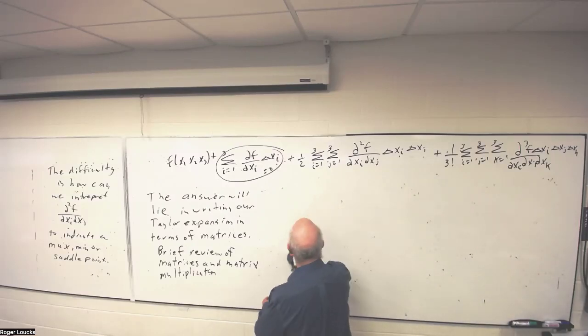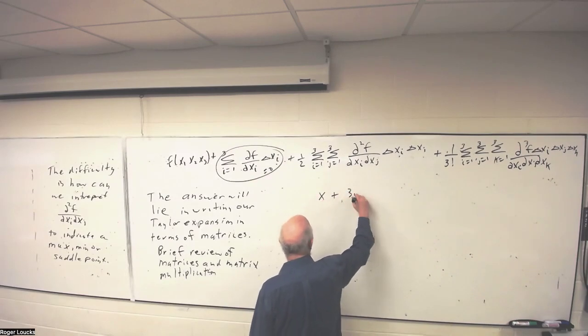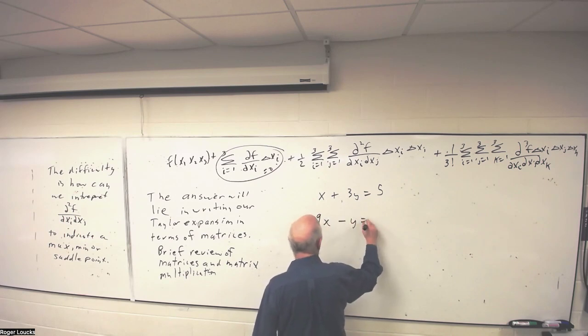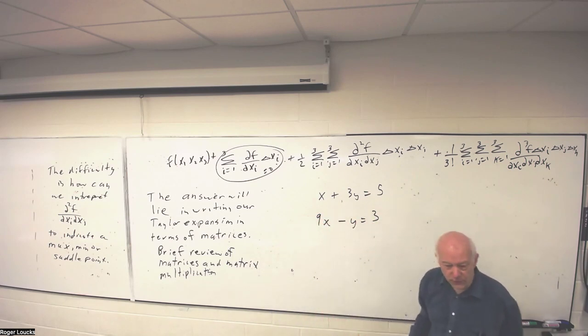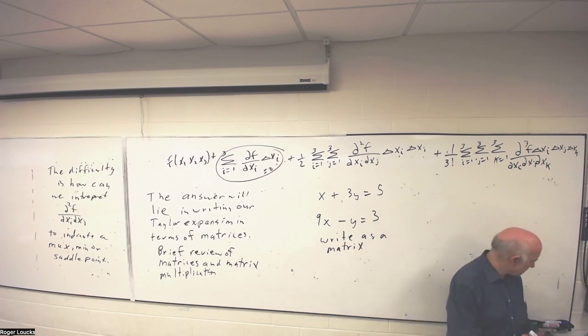So let's start off with something simple. If I give you this, if I say write this as a matrix, how do you write that as a matrix?